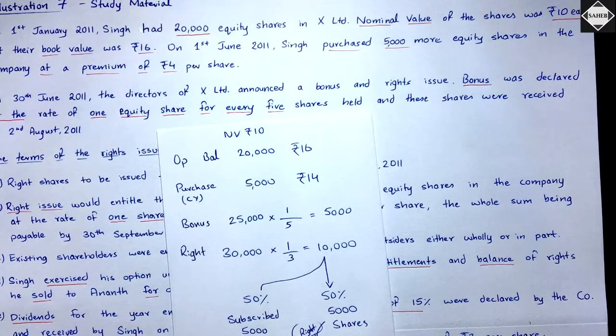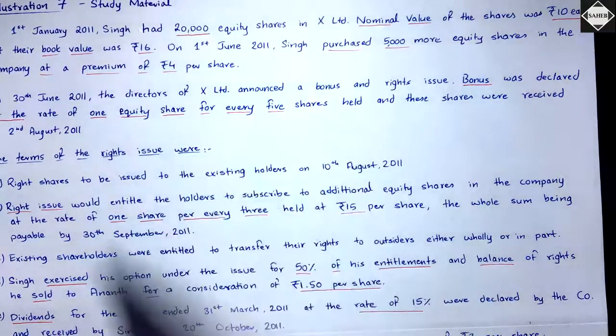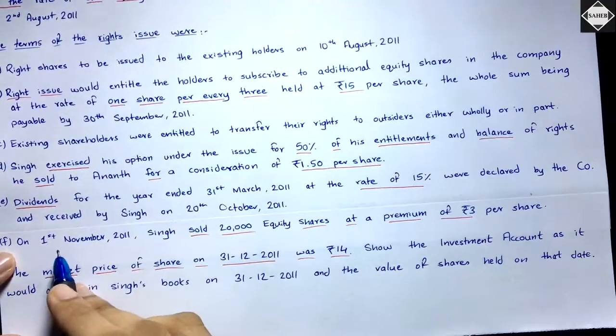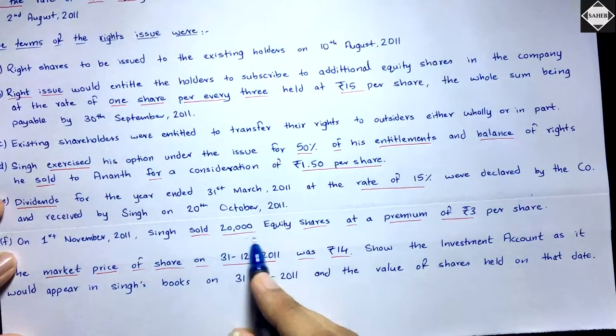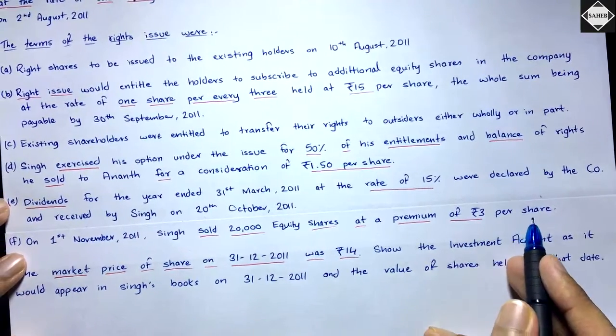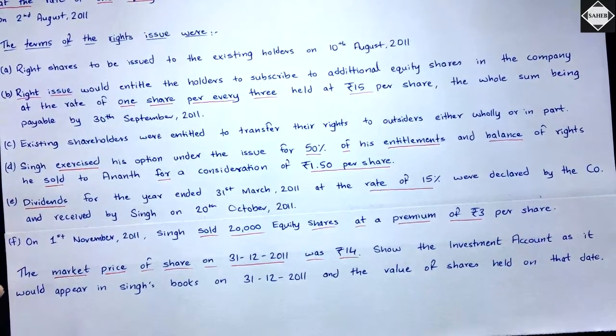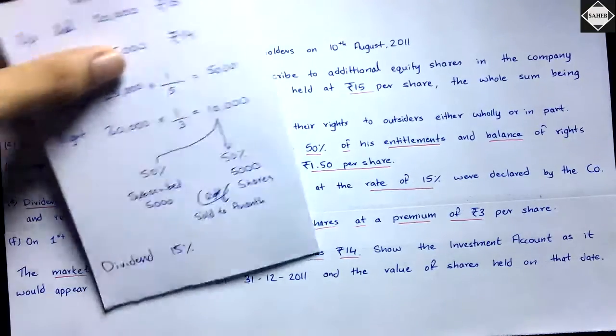Okay, and then what? On 1st November 2011, Singh sold 20,000 equity shares at a premium of rupees 3 per share. So here Mr. Singh has sold at a premium of rupees 3.